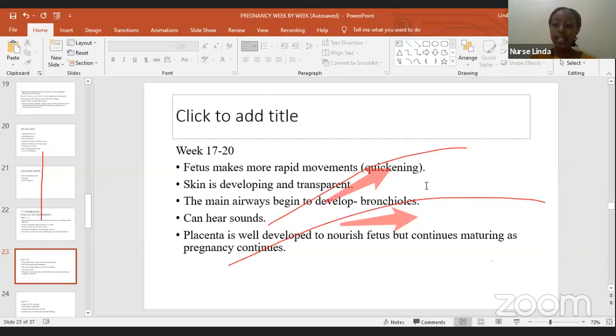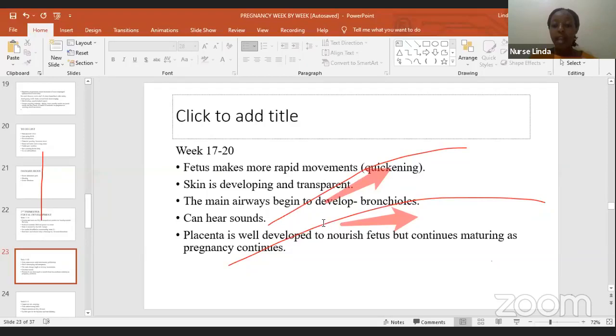Because one of the danger signs we will mention is decreased fetal movements. So a pregnant woman needs to identify the regularity of the fetus kicking. They need to know how often they kick, how many times in a day, so that in case there is reduced fetal movement, they can identify it and be able to raise the alarm.